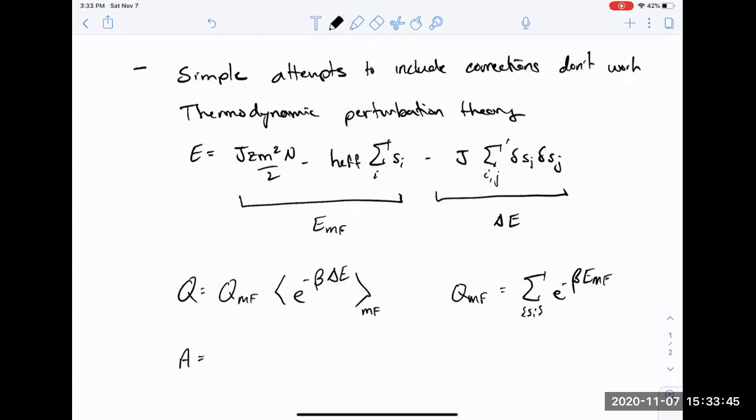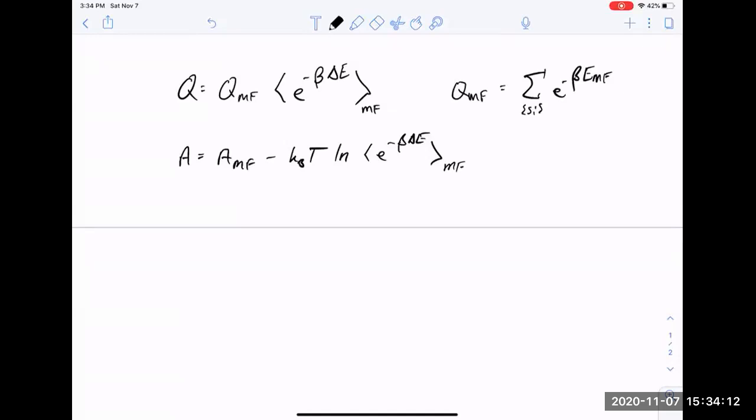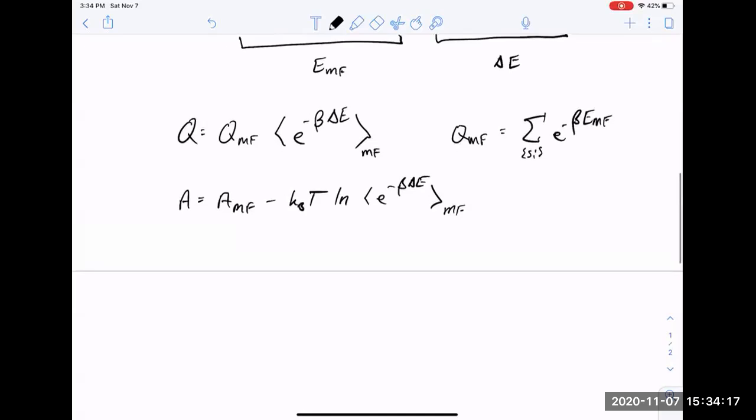There is an exact equation for the corresponding free energy, as free energies and partition functions are always related to each other, in which case we have a sum of the mean field part of the free energy plus kBT log of that exponential average. And our perturbation theory essentially consisted of trying to approximate this at some low order expansion in that expectation value.